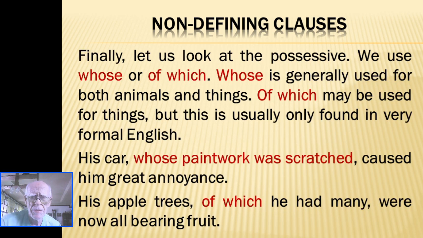Finally, let us look at the possessive. We use whose or of which. Whose is generally used for both animals and things. Of which may be used for things, but this is usually found only in very formal English. His car, whose paintwork was scratched, caused him great annoyance. His apple trees, of which he had many, were now all bearing fruit.